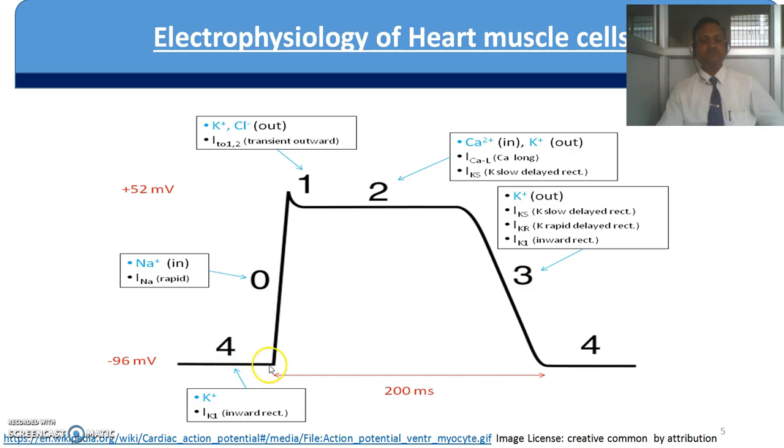What this diagram shows us is that there are 5 distinct phases in the action potential curve of the cardiac muscle cell. For convenience of explanation, they have been given names as phase 0, phase 1, phase 2, which is also called the plateau phase, then the 3rd phase and the 4th phase. If we want to explain what is meant by all these, then in the resting stage, the cardiac muscle cell has an electrical potential of approximately -90 millivolts.